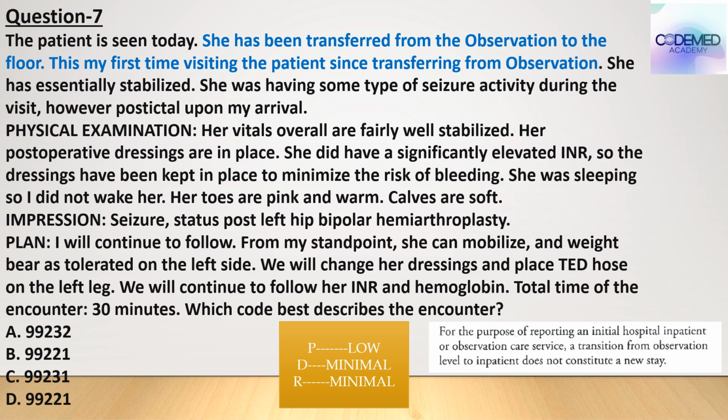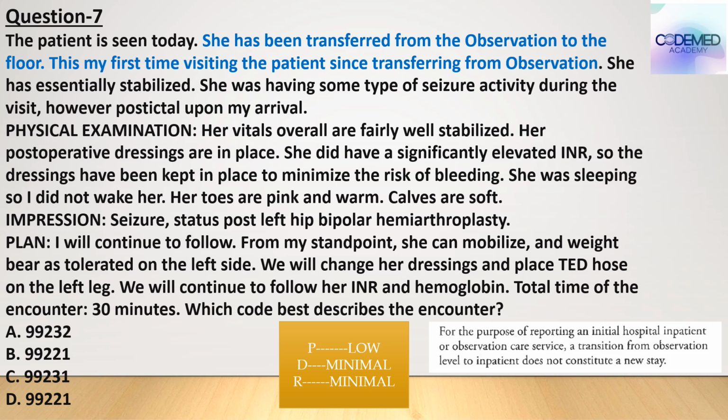So just see the code. 99232 is the code for what? It is the subsequent code. Now 99221, it is the initial day. 99231 is also the subsequent, and 99221 is also initial. So we have two initial care and two subsequent care.